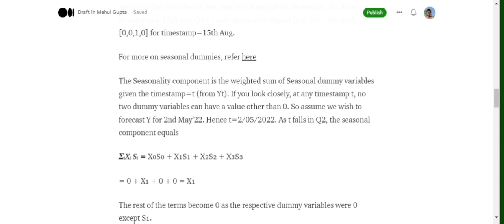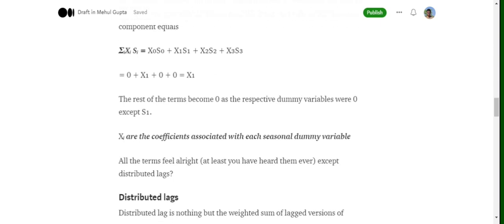So assume that the timestamp equals the 2nd of May, right? As we know, the seasonality present is quarterly. So we know that in quarter 2 we would have 1 and the rest of the values would be 0, because the time falls in quarter 2. So in that case, x1 s1 exists and the rest of the values become 0 because s0, s2 and s3 are 0. And as s1 is 1, the only value that remains is x1. So the whole summation of xi becomes x1. Similarly, depending upon the different time frame, only one of these four terms would exist, and the rest of the values would go to 0. This is how the seasonal component is embedded in the forecast.